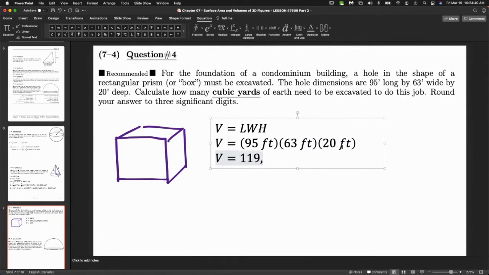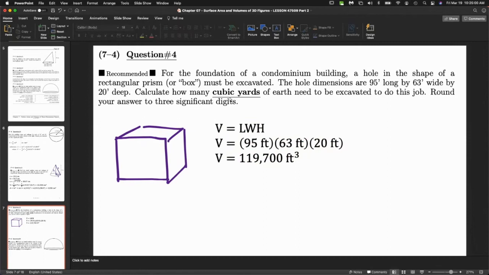When I did this earlier on my calculator, I had an answer similar to what Denny had, which is 119,700 cubic feet. Now, Denny's answer is just as valid because his is to 3 significant digits. The reason I didn't round it yet is because the question doesn't want cubic feet, it wants cubic yards. So now you need to do a conversion from cubic feet to cubic yards. So how many cubic yards in a cubic foot?